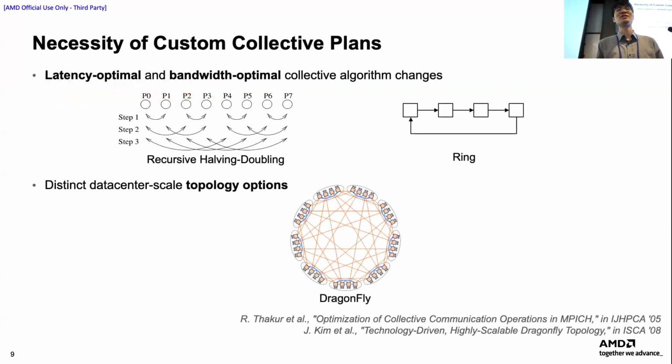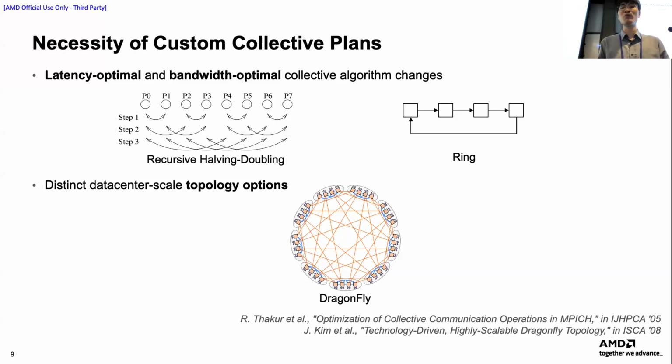So first, why do we need such custom collective plans? It's because the dynamics and the nature of the network and the system of the distributed ML system is becoming really complex. Even for the textbook-based collective communication algorithms, the latency optimal and the bandwidth optimal collective algorithm is different. For example, this ring algorithm is taking O of n steps.